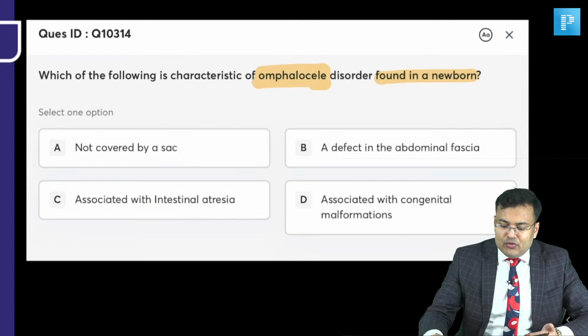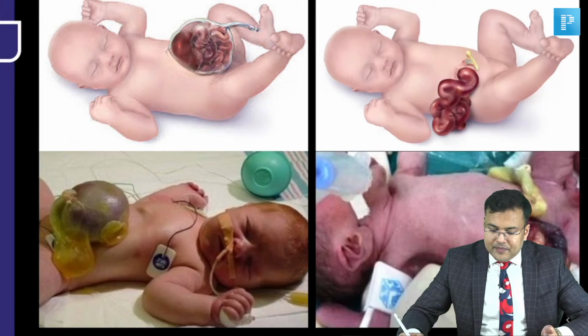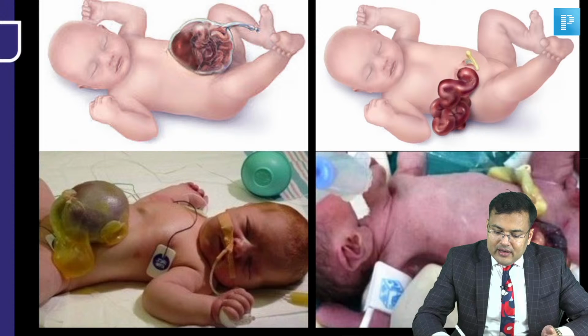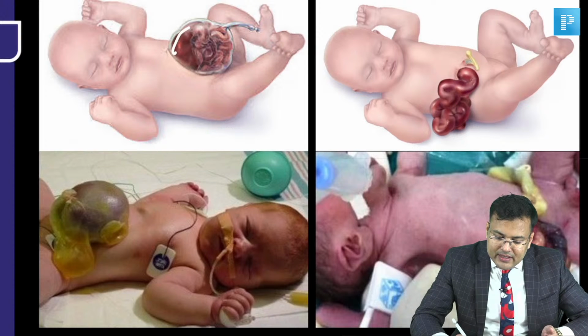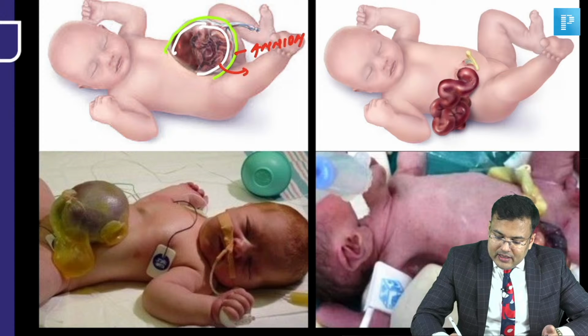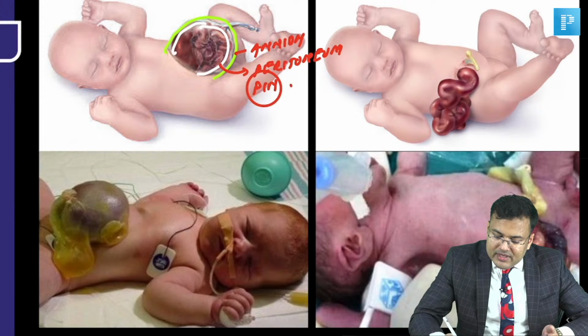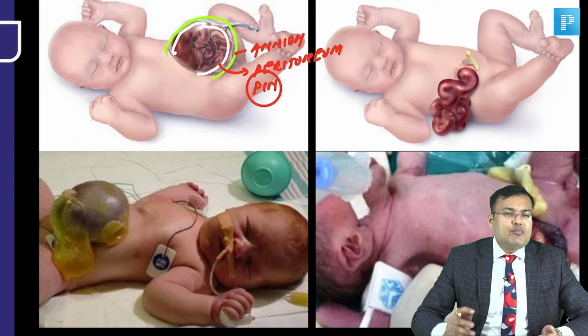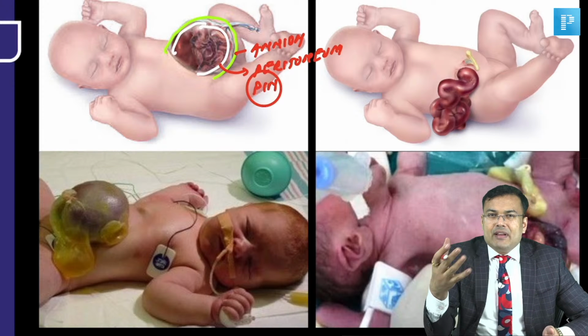Now let us discuss omphalocele. First, see how it looks like. In omphalocele, guys, you can see here, it is covered by what? Inner layer is peritoneum, and what is the outer layer? Yes, outer layer is amnion. So it is covered by outer layer amnion and inner layer is peritoneum. So how to remember, guys? Peritoneum is in. Pin. Clear?